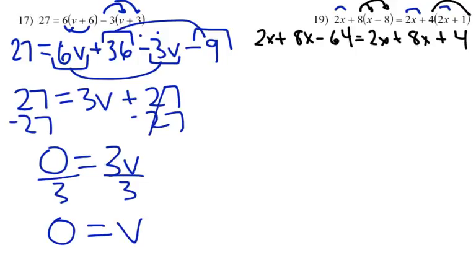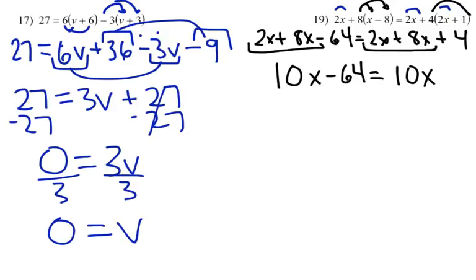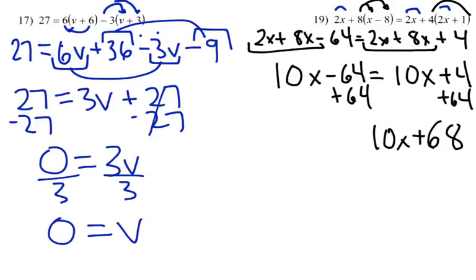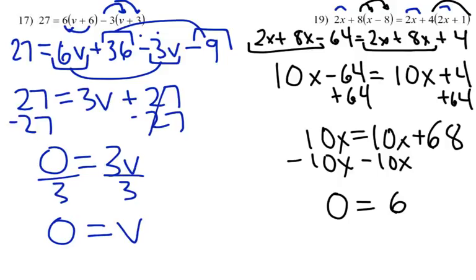is 4. Now combine all the like terms. 2x plus 8x, 2 plus 8 would give me 10. And we leave the x, minus 64 equals 2x plus 8x would give me 10 again, plus 4. Then we would combine like terms. So we could add 64 and get it to this other side. We'd end up with 68 plus 10x equals 10x. Subtract 10x. 10x minus 10x gives us 0 equals 68.